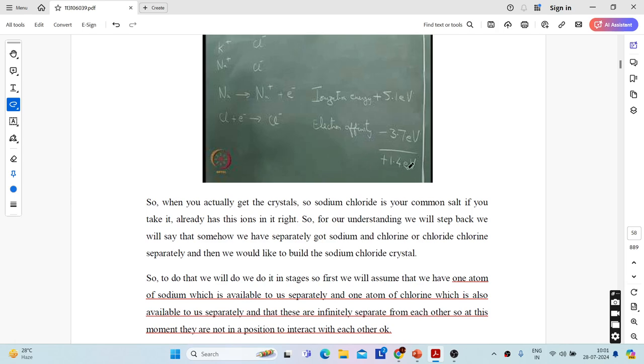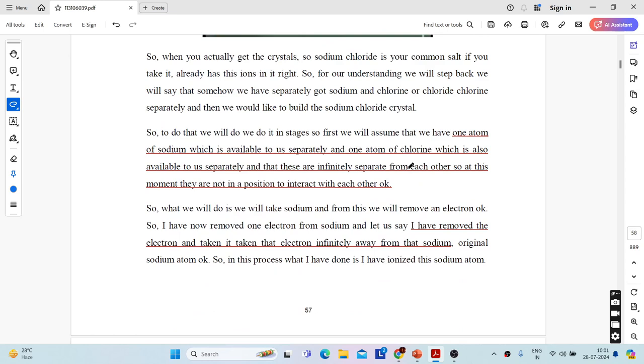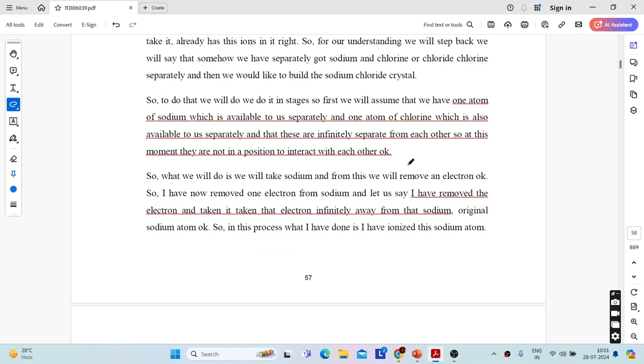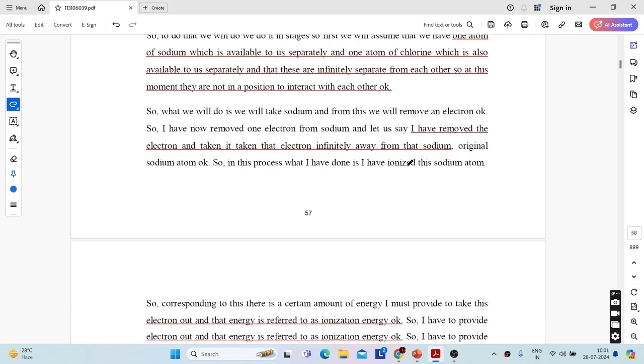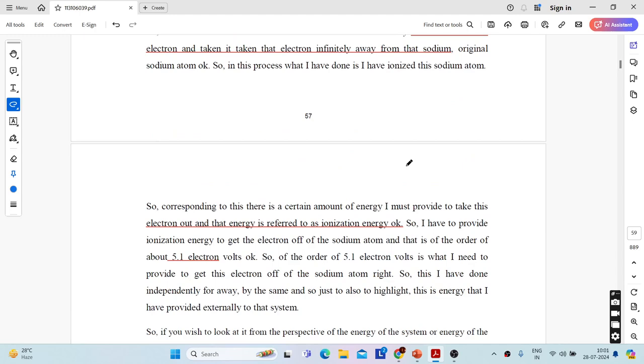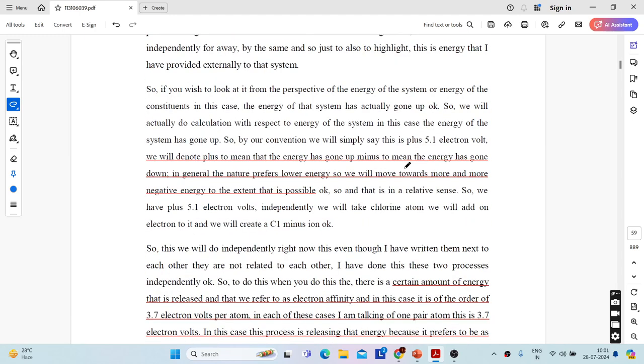The total energy is positive. For getting a compound, the energy should be at a minimum. If the value is positive, we cannot theoretically say that NaCl can be formed. Nature prefers low energy, so it will move towards more and more negative energy, to the extent that it is possible.